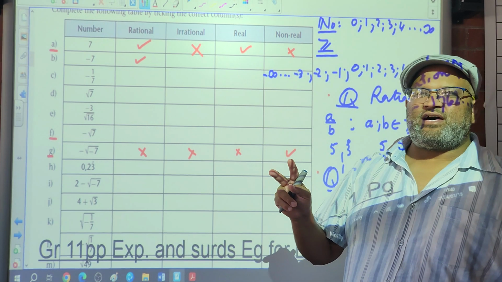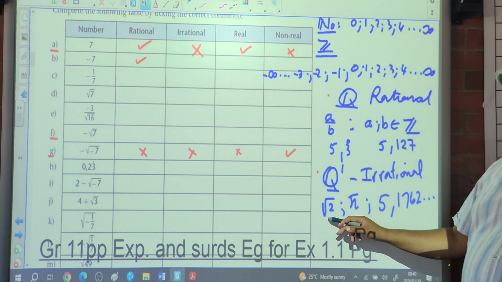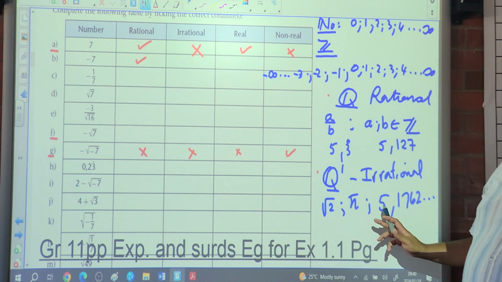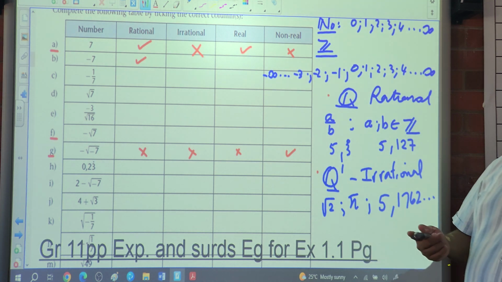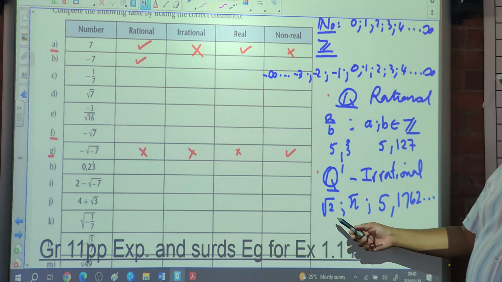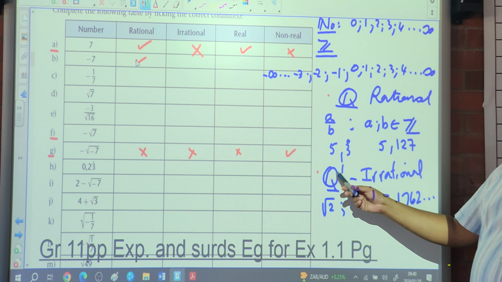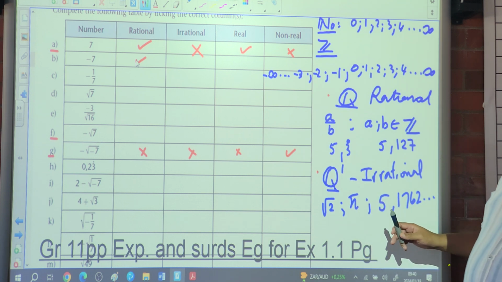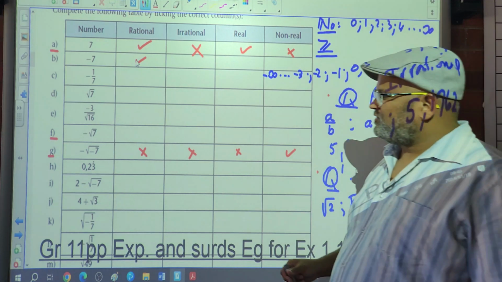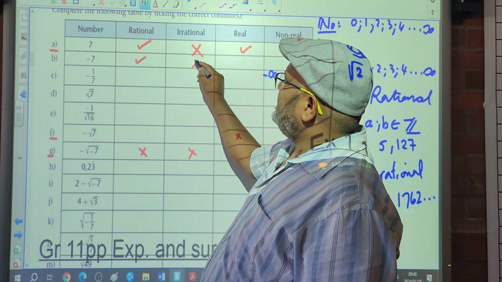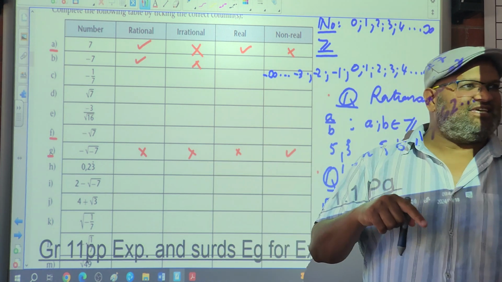Also, we said irrational numbers are numbers that do not recur, do not terminate, and cannot be written as a fraction. Like the square root of 2 is a surd, so that's irrational. The Q with the dash on top is irrational. Pi is an irrational number, and here is a non-terminating, non-recurring decimal number. Okay, so a number can't be rational and irrational at the same time, but it can be neither.